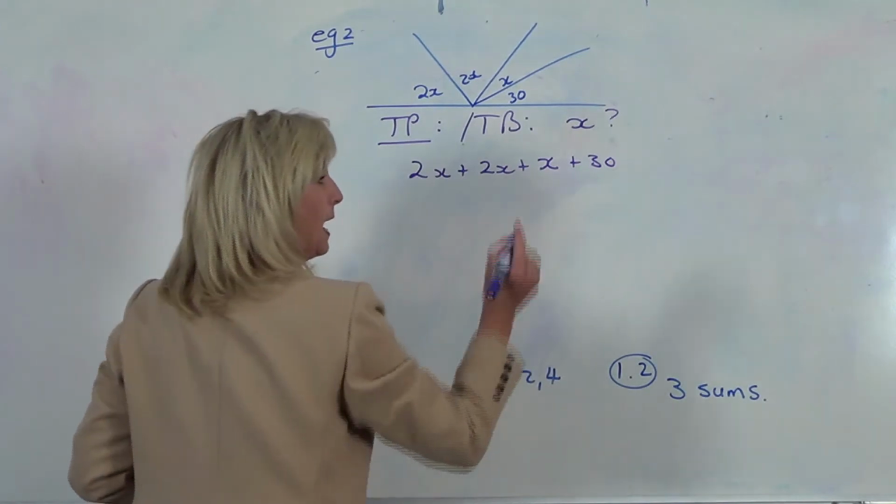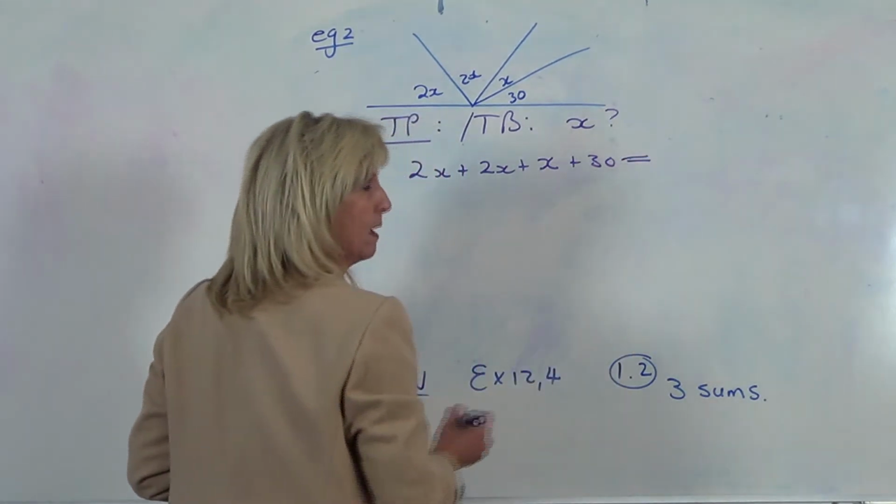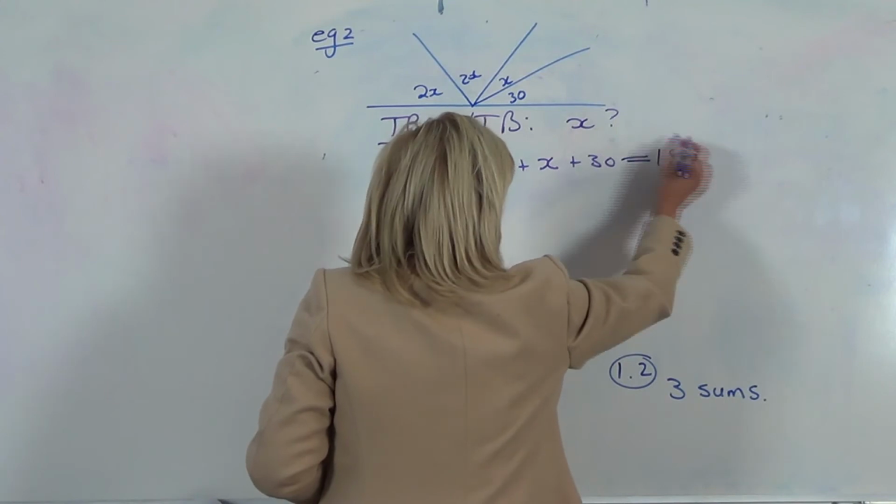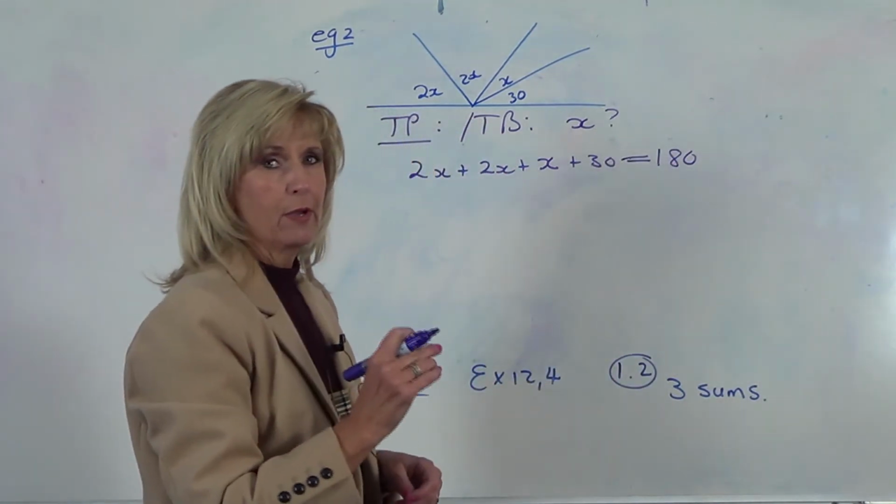I'm adding everything and it must equal 180. Why? Every time I'm going to write something down, I'm going to ask why.